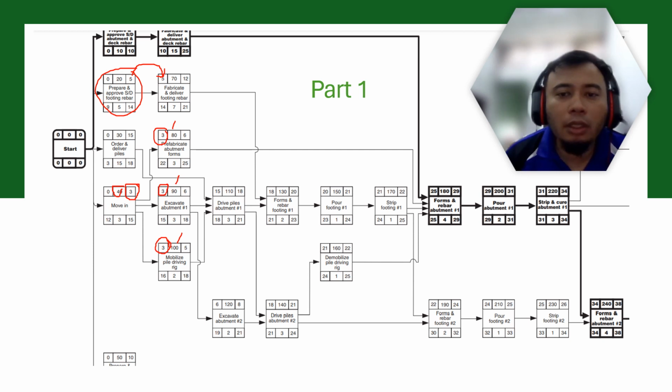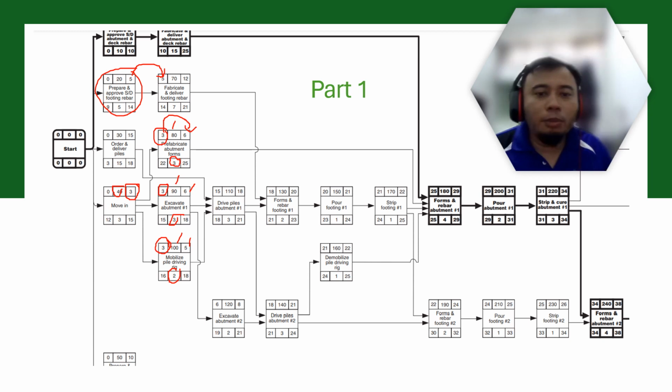As this is determined by activity 40, your earliest finish is found by adding the next duration. So 3 plus 3 is equal to 6, and 3 plus 2 is equal to 5, so day 5.